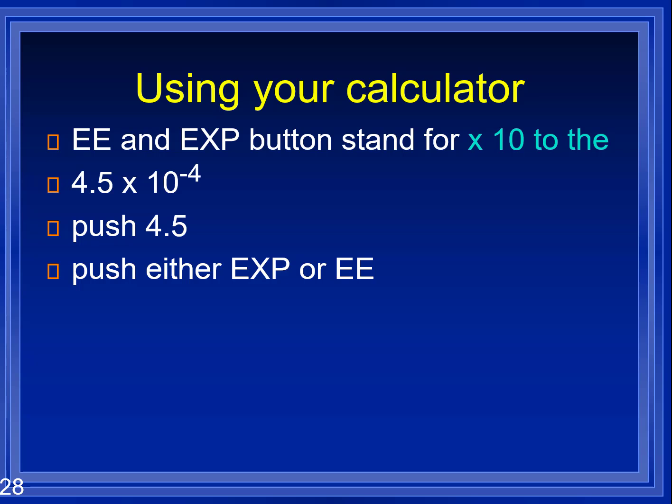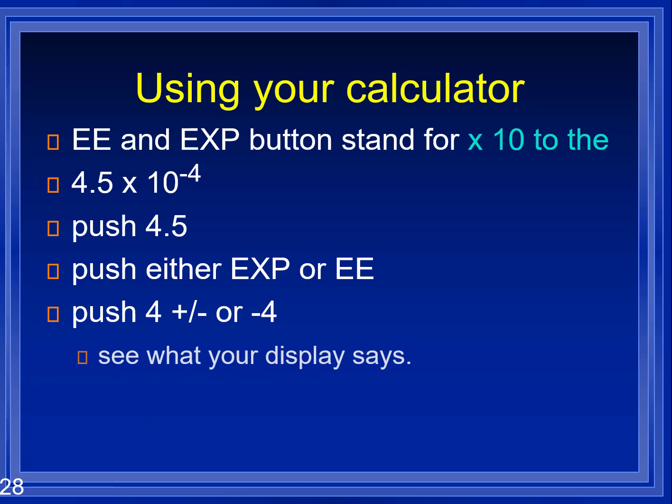Okay? You're going to have to translate between your screen and your paper, because many calculators don't write the times 10 to for you. You've got to take the time and write that out. So you push that plus or minus and get the 4 and see what your display says. That's how your calculator is going to write it.